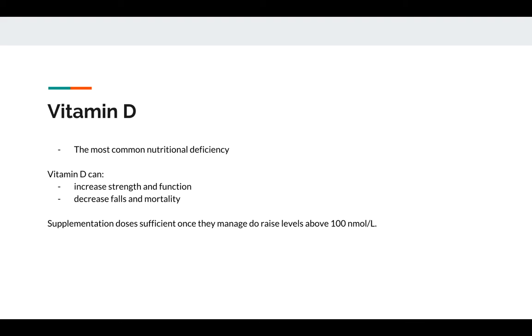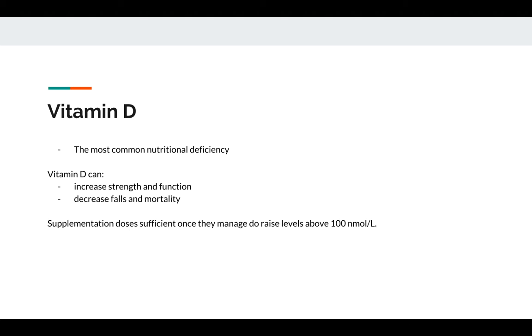Vitamin D. Vitamin D deficiency is the most common nutritional deficiency in the elderly, regardless of their race and ethnicity. Low levels of vitamin D are correlated with low muscle strength. Sufficient vitamin D is known to increase strength and function and decrease falls and mortality.